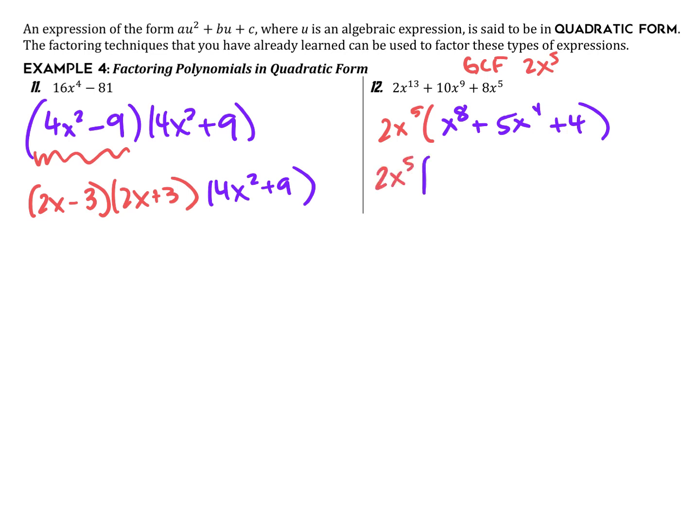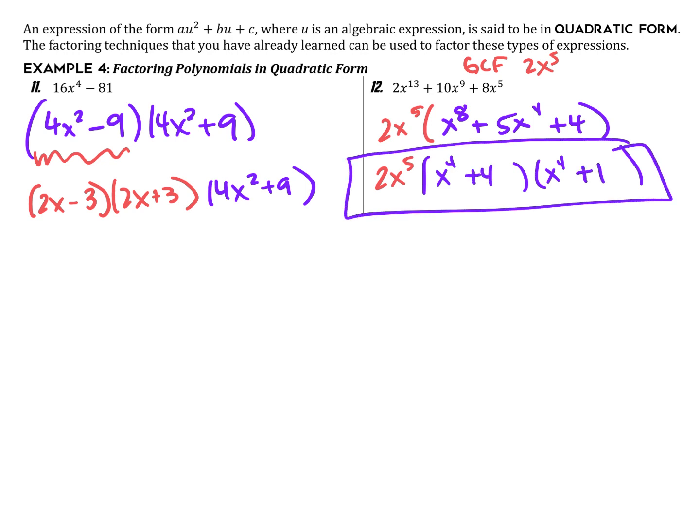So I'm asking myself, what makes x to the 8th? Well, that's going to be x to the 4th times x to the 4th. And what multiplies to be 4 that adds to be 5? Positive 4 and positive 1. And notice, we have perfect squares here, but since they're the sum of perfect squares, they don't factor in the same way that we had factoring occur on number 11, because it's not the difference of squares. So we're really just pulling all of those factoring tools together so that we can factor anything that's thrown our way.